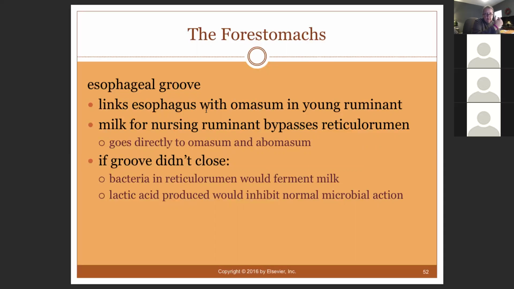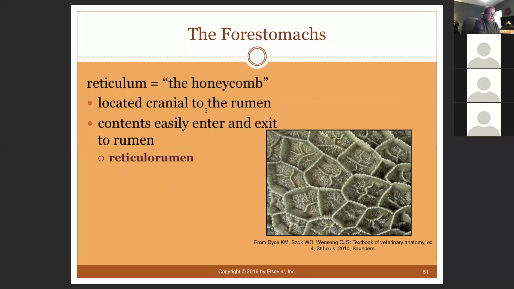This allows, when a calf is nursing, milk to bypass the reticulorumen, basically bypassing those first compartments, and go directly to the omasum. That's because you don't want their milk to ferment, which can lead to a buildup of lactic acid. So that's all that does. And it says, which part of the stomach has a honeycomb appearance? If you go back, that's the reticulum. Sometimes it's called the honeycomb stomach.